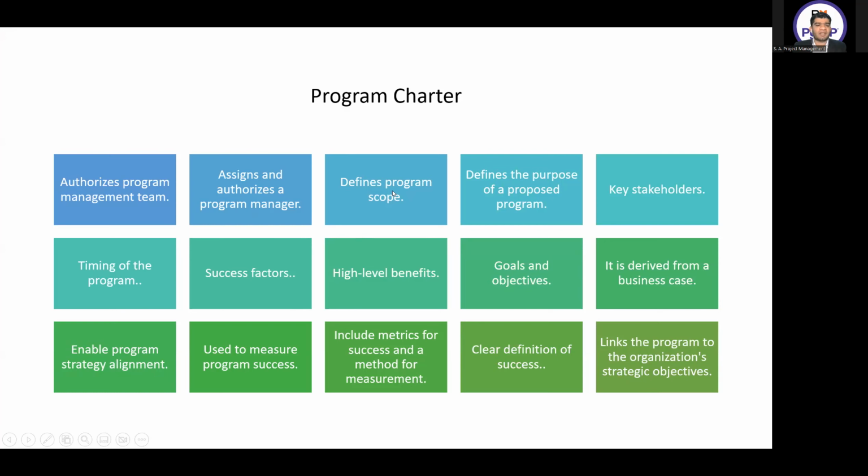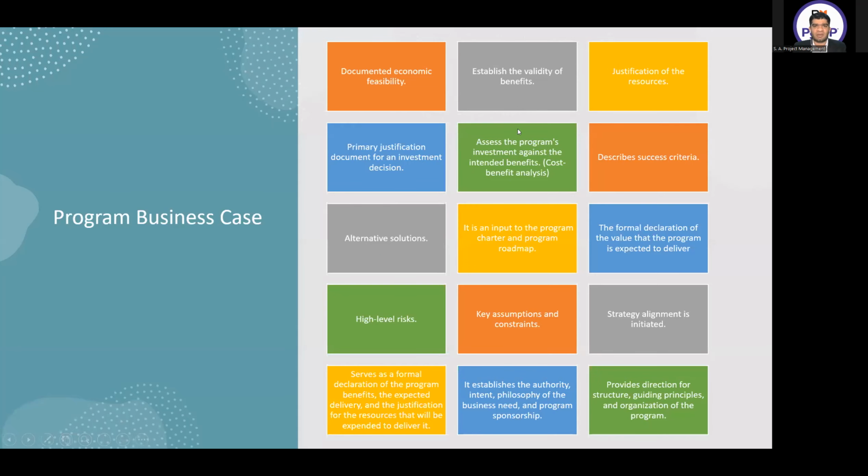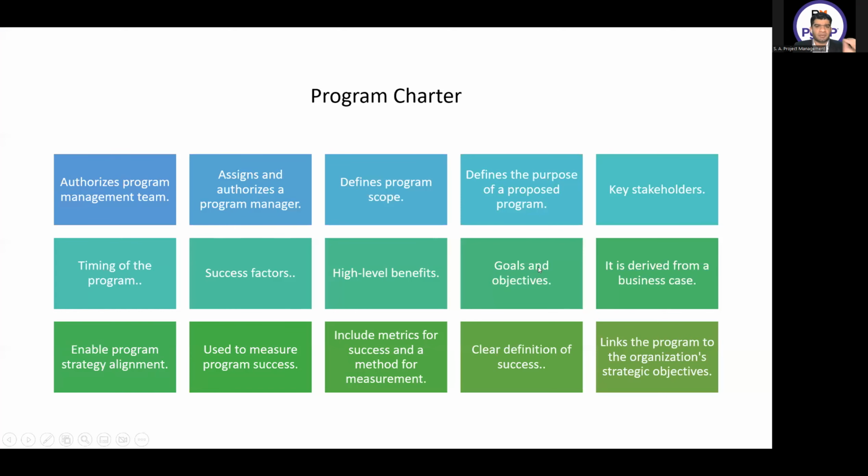Program scope, I never defined in the business case. Key stakeholders were not in the business case. High level benefits were not in the business case. Cost to benefit analysis was done in the business case. Here we have cost benefit analysis, but when only the benefits will come, it's a program charter. Okay, so these are the two important documents.